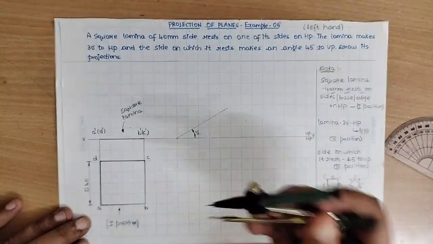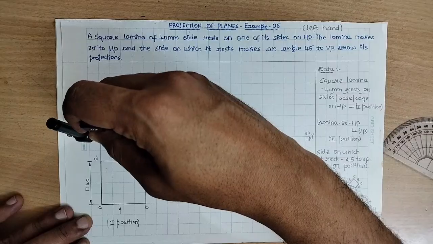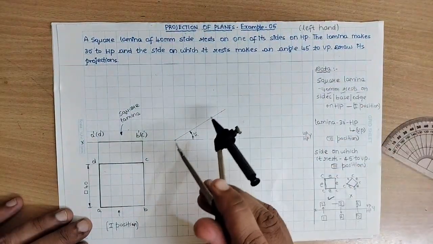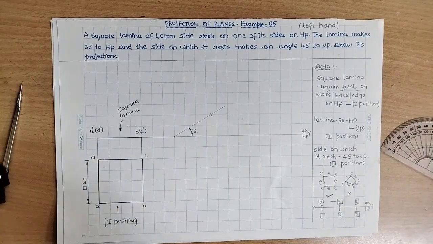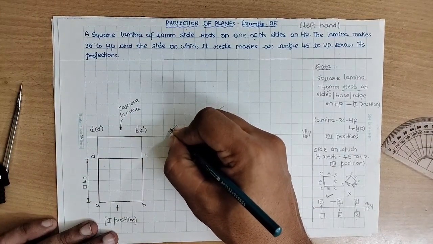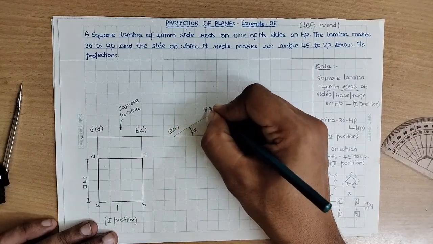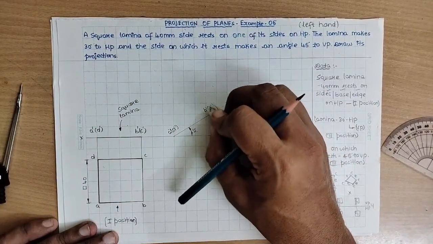Make use of your compass, transfer the 2 points. This 2-point distance you need not even calculate, it's nothing but 40 mm. This point as the center, cut an arc so that we are getting the 2 points. This point is A dash within the brackets D dash. This would be B dash within the brackets C dash. Any extra projections you can remove it.